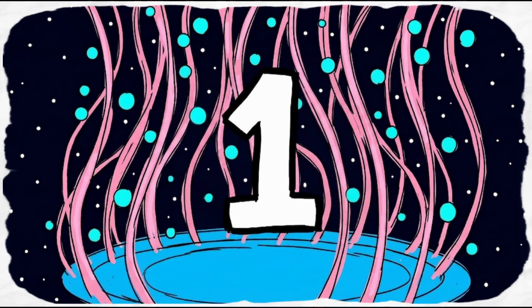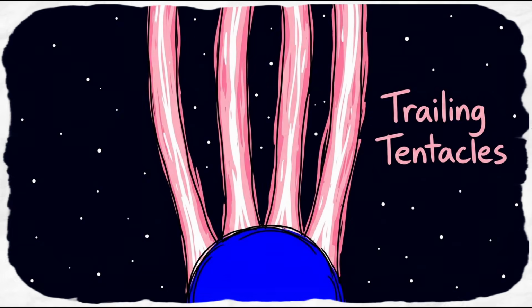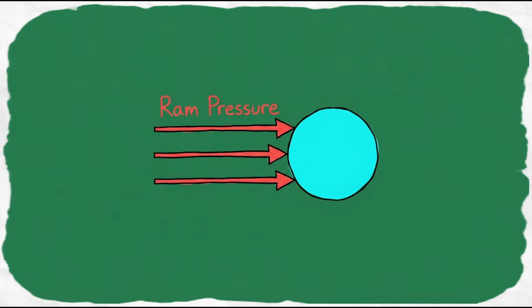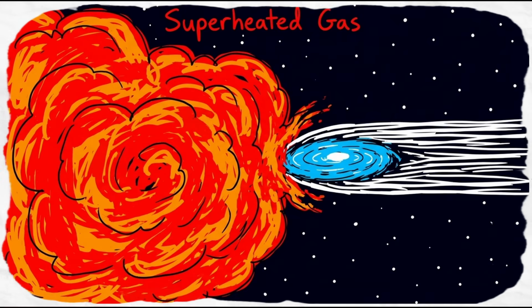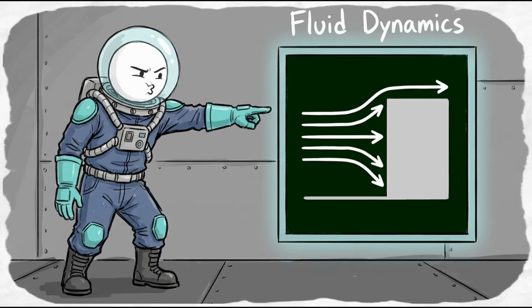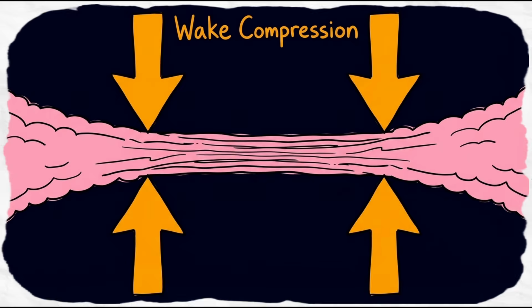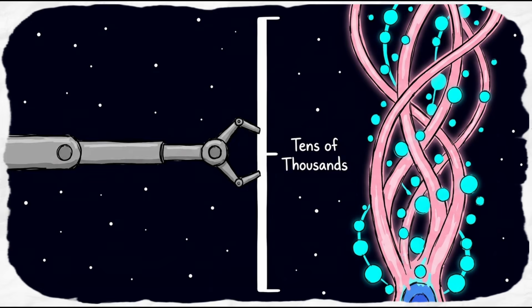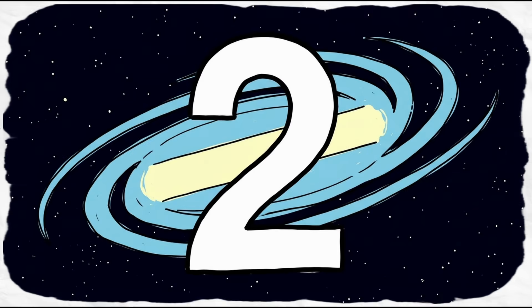1. Jellyfish galaxies. Jellyfish galaxies reside within massive clusters and are defined by trailing tentacles of stars and gas. These form through ram pressure stripping as the galaxy travels through superheated intergalactic gas at extreme velocities. The cluster's gas acts as a physical headwind, violently blowing internal gas out of the galaxy's disk. This stripped material compresses in the wake, triggering intense, linear star formation along tentacles stretching for tens of thousands of light years.